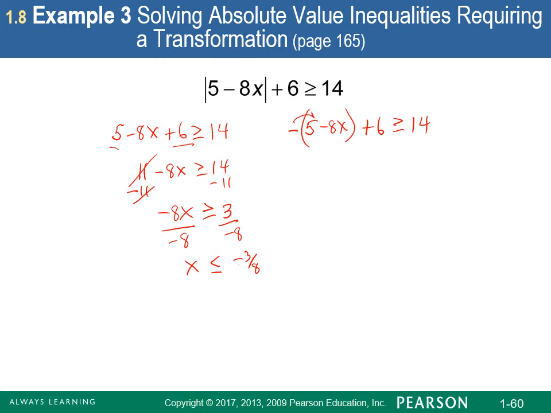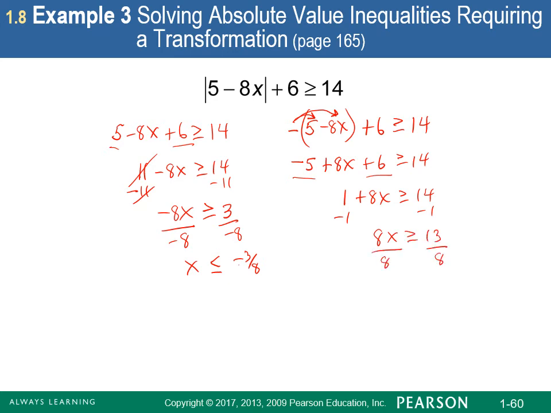Here, we're going to distribute the minus sign and have -5 plus 8x. -5 plus 6 is 1. When we subtract 1, we get 8x and 13. We divide by 8. And we get x and 13/8. No one ever said the answers were going to all come out to be nice, neat numbers.